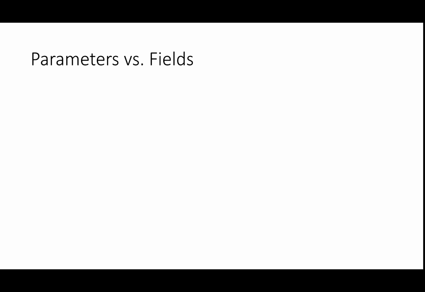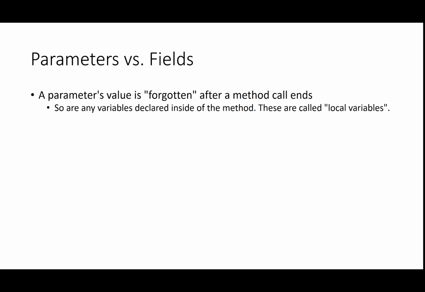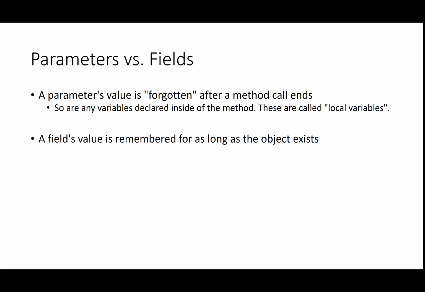There's a pretty big difference between parameters and fields that I think is worth spending a moment to point out. A parameter's value is forgotten after a method call ends. And so are any variables that you declare within a method. These are called local variables. This is why we need fields. A field's value is remembered for as long as that object exists. So as long as you have a reference to that object, you can go and ask a field, hey, what's your x value? Hey, what Cartesian coordinate are you in? Hey, what's your quadrant? And it will remember the values that you stored in its fields.